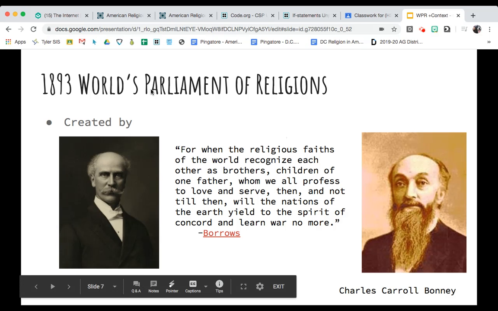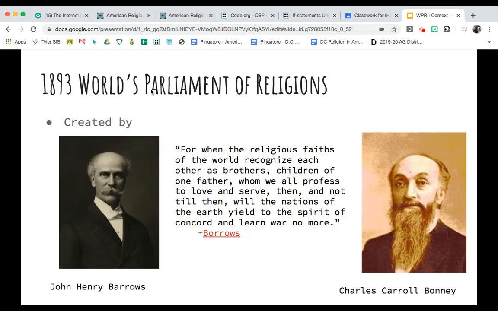So John Henry Barrows wrote a lot about his motivations for creating the World's Parliament of Religions. You can read more about him, but this gives an idea of what the public explicit goals were. So he says, "For when the religious faiths of the world recognize each other as brothers, children of one Father, whom we all profess to love and serve, then, and not till then, will the nations of the earth yield to the spirit of concord and learn to war no more."